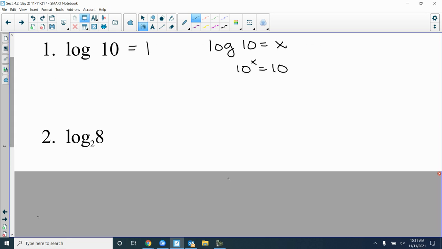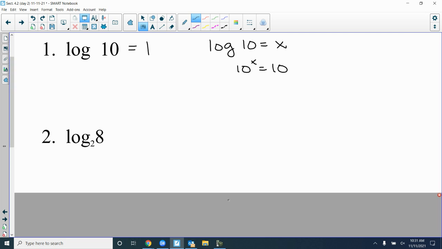Log base 2 of 8. That says 2 to what power equals 8? Well, what's that equal? 3. It's not base 3, it's not anything else. It equals 3, the number 3. To confirm it, you say 2 cubed equals 8. All right, so you're pretty familiar with that one.